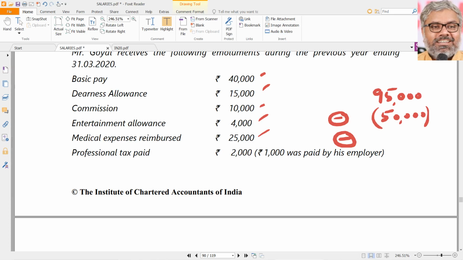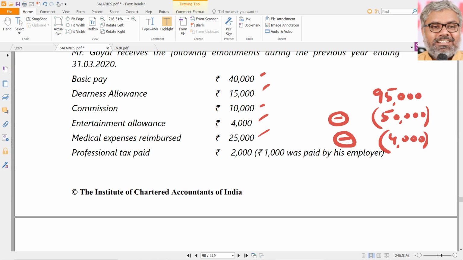Actual entertainment allowance received 4,000, or 5,000 rupees standard amount, that is the statutory limit, or 1/5 of basic. So how much is 1/5 of basic here? 8,000. Whichever is lower. Lower is 4,000 only. 4,000, 5,000, 8,000. So lower is 4,000. So the entertainment allowance that can be given as deduction here is 4,000.